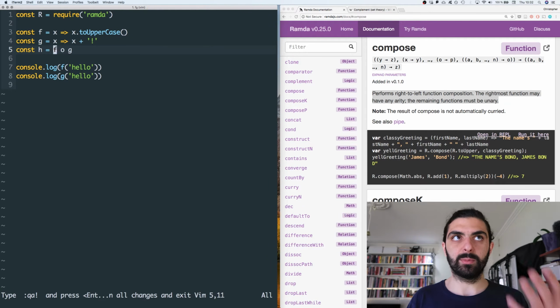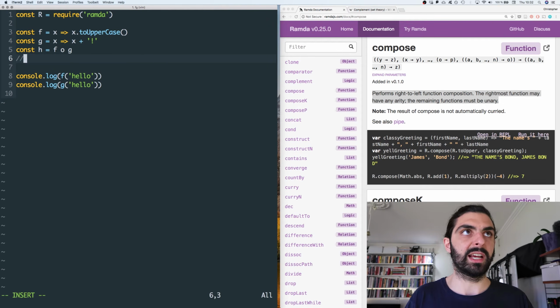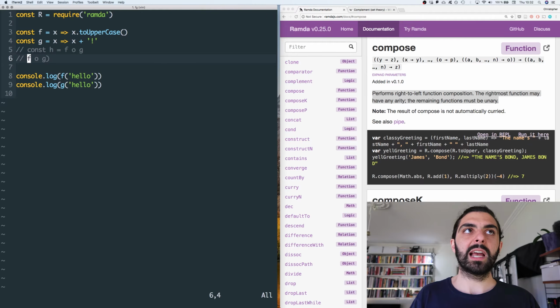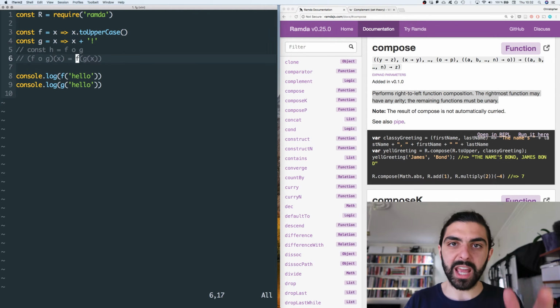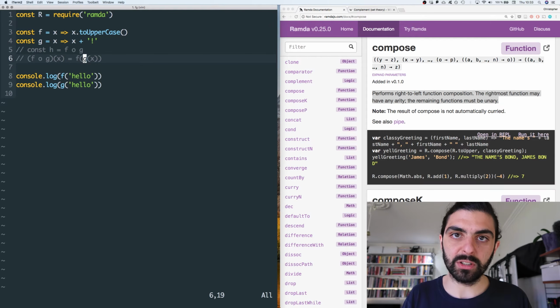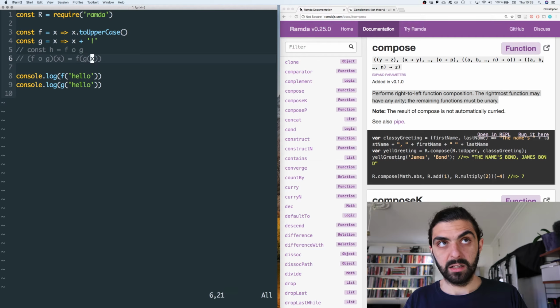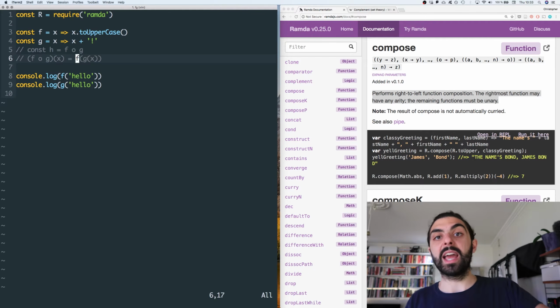What that means is essentially f after g. So that means we first run g and then we run f. So informally, right? Now let's add this as a comment, so it's clear that it's informal. So f o g as a function applied to x is the same thing as f applied to g applied to x, right? So we first apply g to x and then we apply f to the result.